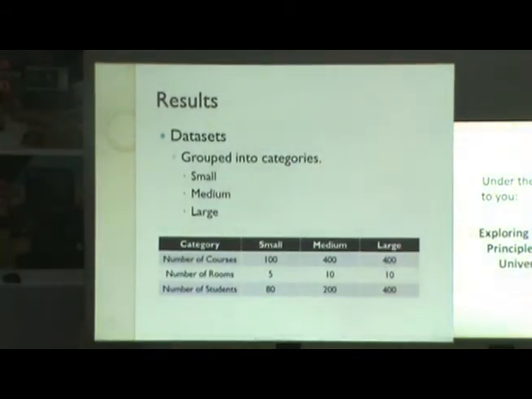The data set was grouped into 3 categories, ranging from small, medium, and large. The small category consisted of 100 courses, 5 rooms, and 80 students. The medium and large categories both consisted of 400 courses and 10 rooms. But the medium consisted of 200 students and the large consisted of 400 students.